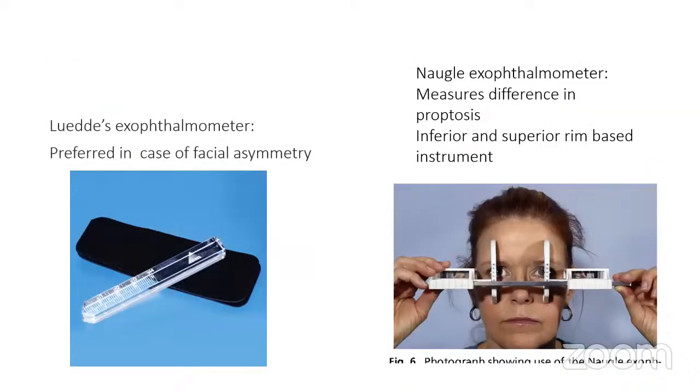Then there is the Luedde exophthalmometer, which is preferred in a case of facial asymmetry, where readings are taken on both sides. It is just a transparent scale-like structure where the readings start from the apex itself, so on both sides it can be accurate. Then Naugle's exophthalmometer measures the difference in proptosis. It is a superior and inferior rim-based instrument.